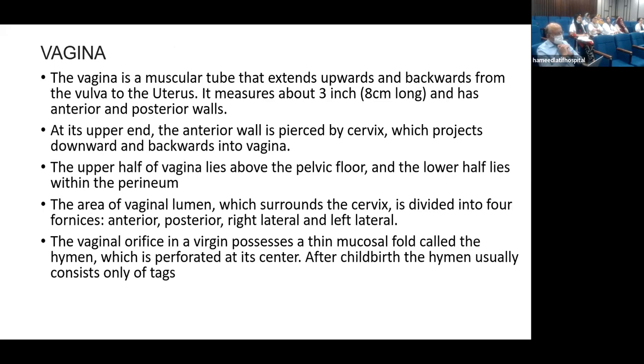The area of the vaginal lumen which surrounds the cervix is divided into four fornices, which are called anterior, posterior, right lateral, and left lateral. The vaginal orifice in a virgin has a thin mucosal fold, which is called the hymen. And after childbirth, the hymen consists of only tags.